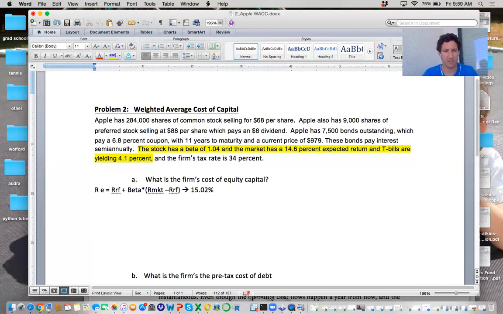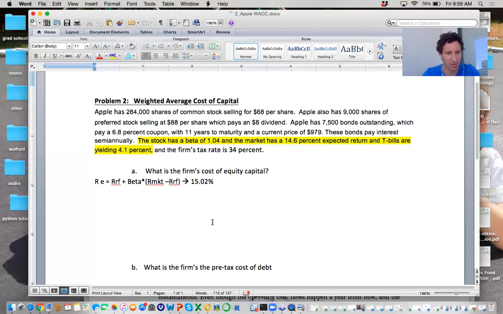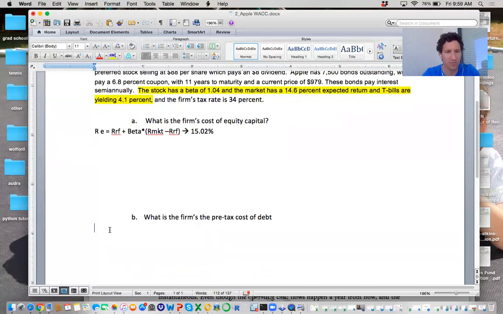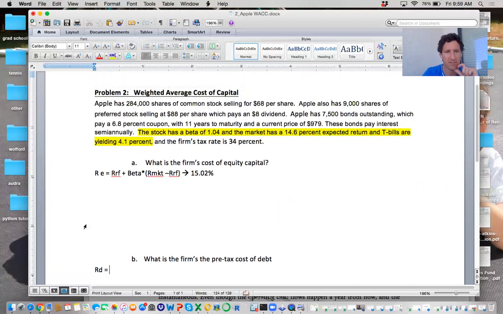All right, so make sure you plug these in correctly. Risk-free rate, market rate, risk-free rate, those are all percentages. Beta is not, it's just 1.04. Okay, so try that on your own. Make sure you're getting the same thing. Or if I made a mistake, let me know. Okay, so that's the firm's cost of equity. What's the firm's cost of debt? Okay, so we're given this information about debt.